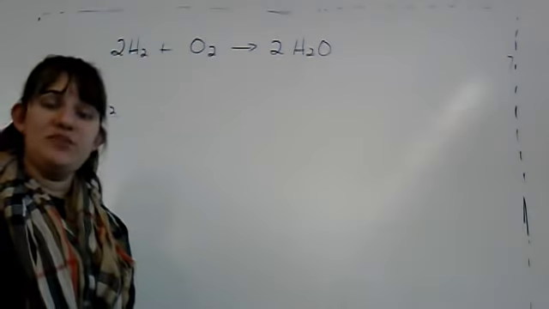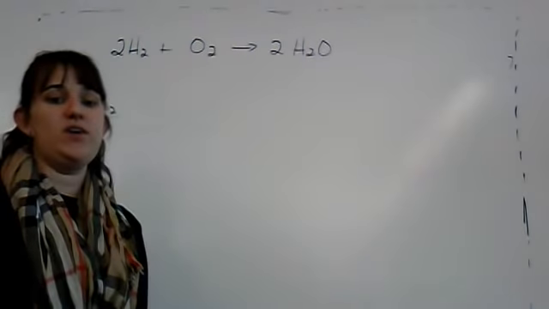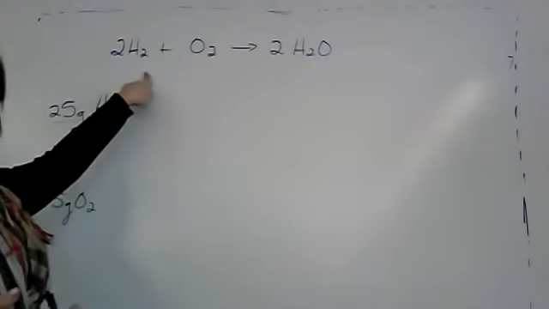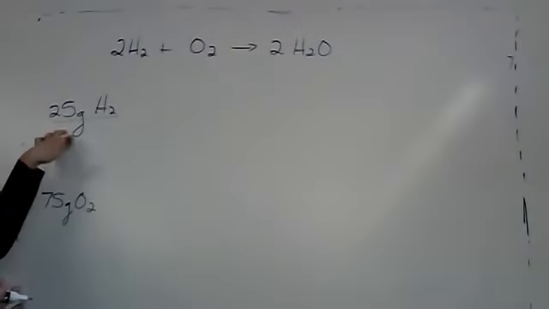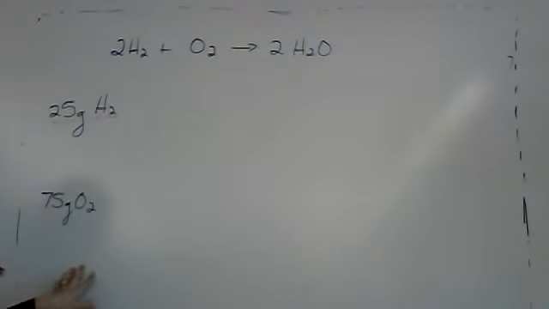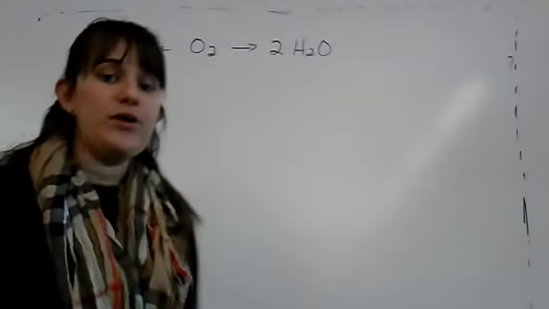Alright, on to example number 2. Again, this should be on your worksheet, so make sure that you have that out. So we're going to use hydrogen gas and oxygen gas to make water. I have 25 grams of hydrogen and 75 grams of oxygen. I need to know how much water I'm going to make.